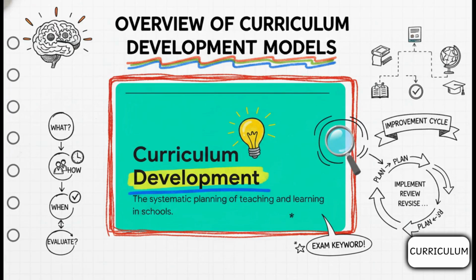Before we start jumping into the specific models, we really need a blueprint. Just think of curriculum development as the ultimate master plan for a school. It's essentially the systematic planning of teaching and learning. Basically, it's the whole process of preparing and improving educational programs. We have to figure out what students should actually learn, how they're going to learn it, when they should learn it, and then how we evaluate all that learning. And hey, quick tip, whenever you see the phrase systematic planning on a test, boom, immediately think of curriculum development.